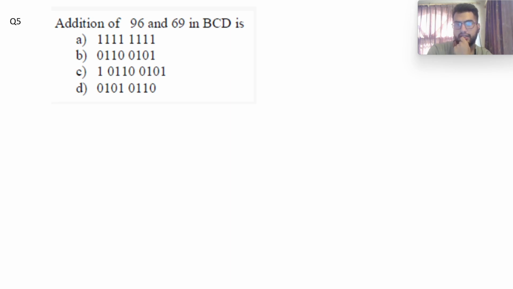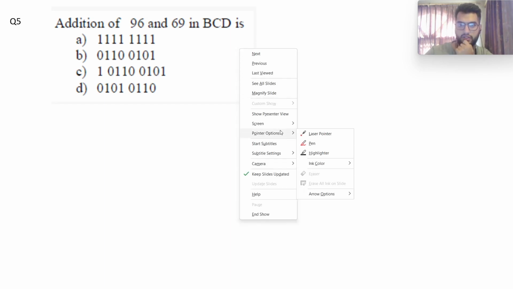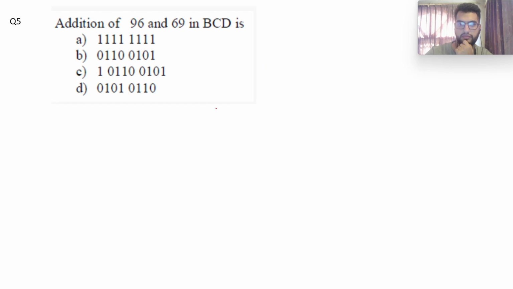So for 96 and 69, first we'll convert 96 into its equivalent BCD number, and then 69 into its equivalent BCD number, then add those two numbers and finally write down the answer. So first let's write 96 in BCD.